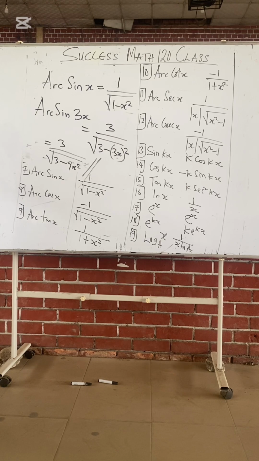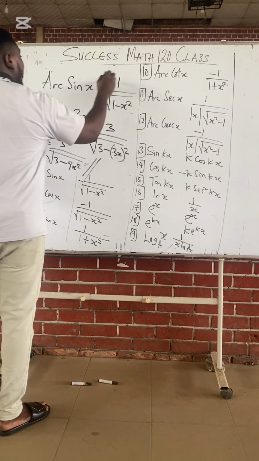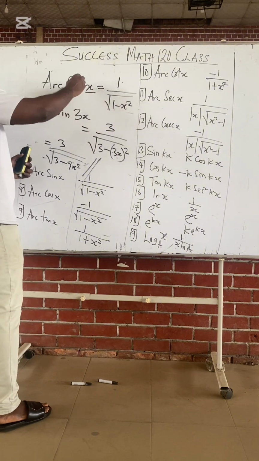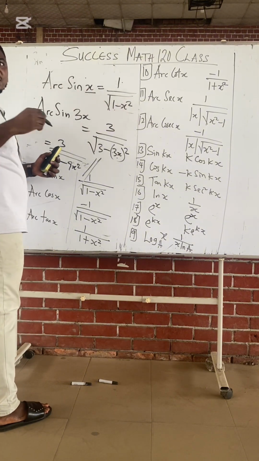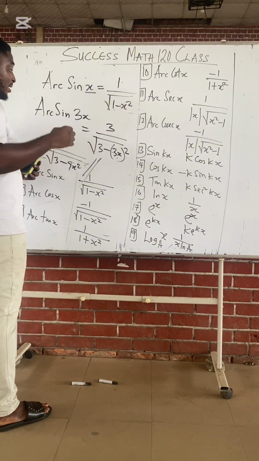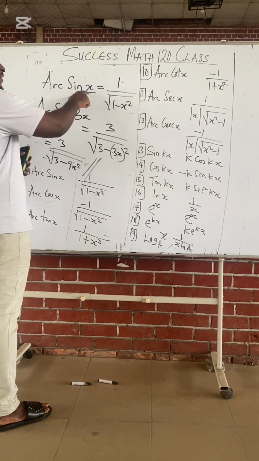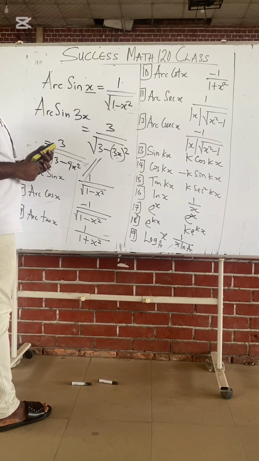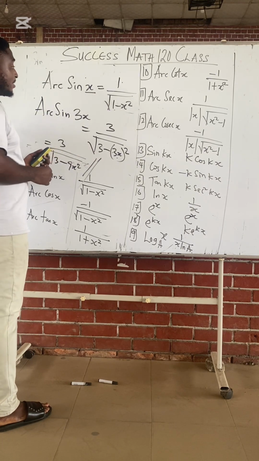So why did we change to 3? Why did it change to 3? Because it was 1 when it was just x. Class, differentiate this. Why did we change to 3? It's also the differential of the x that is inside here, the square.